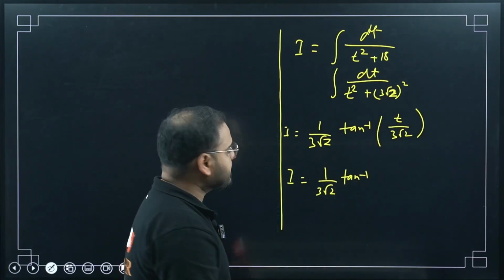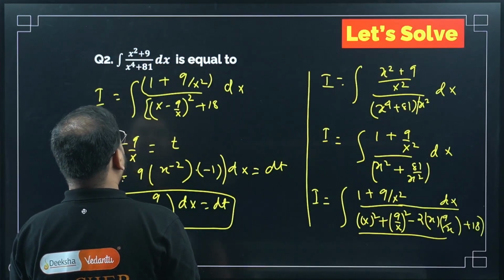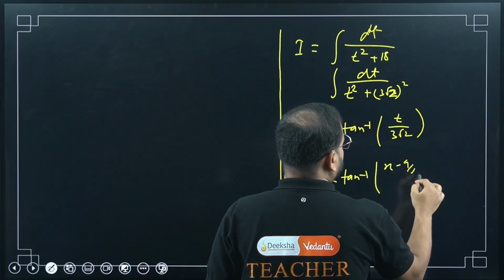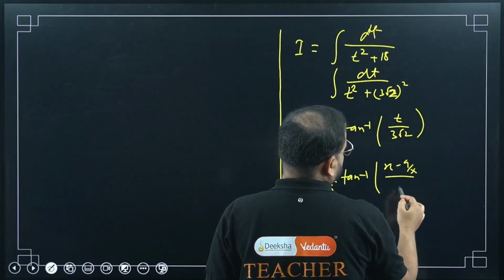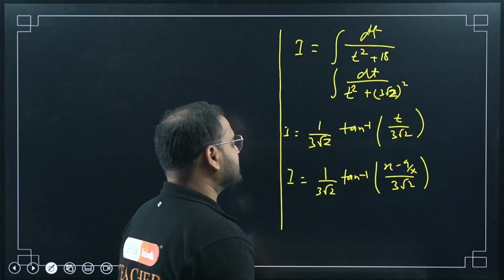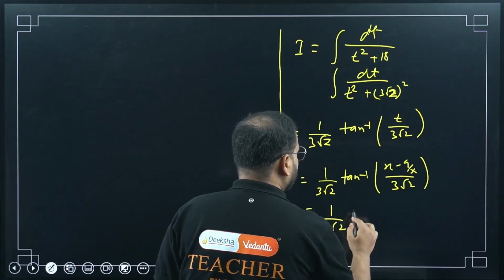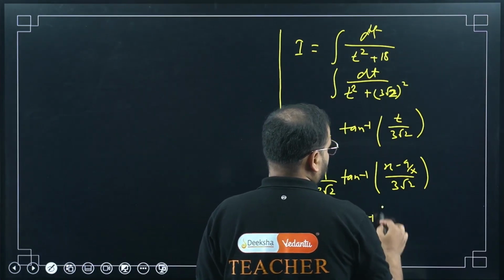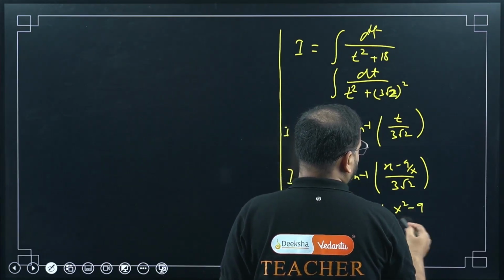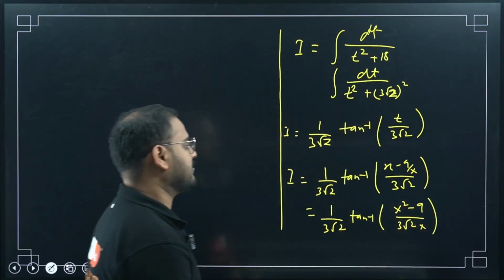What's the value of t? T is x minus 9 by x, the whole square. So x minus 9 by x, okay, not a whole square, just simply this thing, 3 upon root 2. I can write this simply as x square minus 9x. So this will become 1 upon 3 root 2 tan inverse of x square minus 9 upon 3 root 2x. Okay, 3 root 2x. This is it.